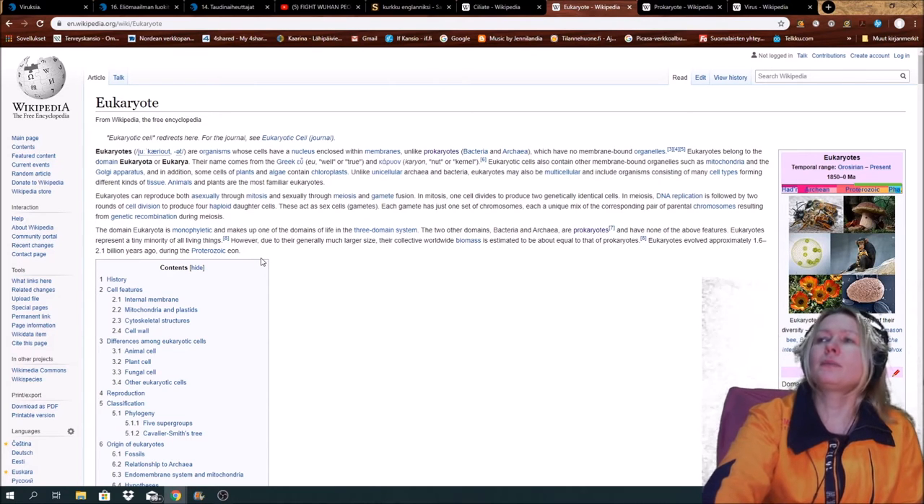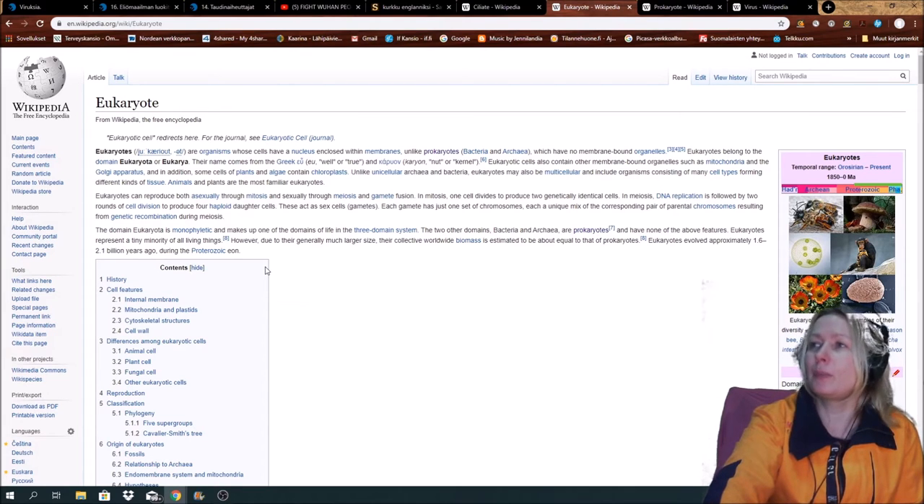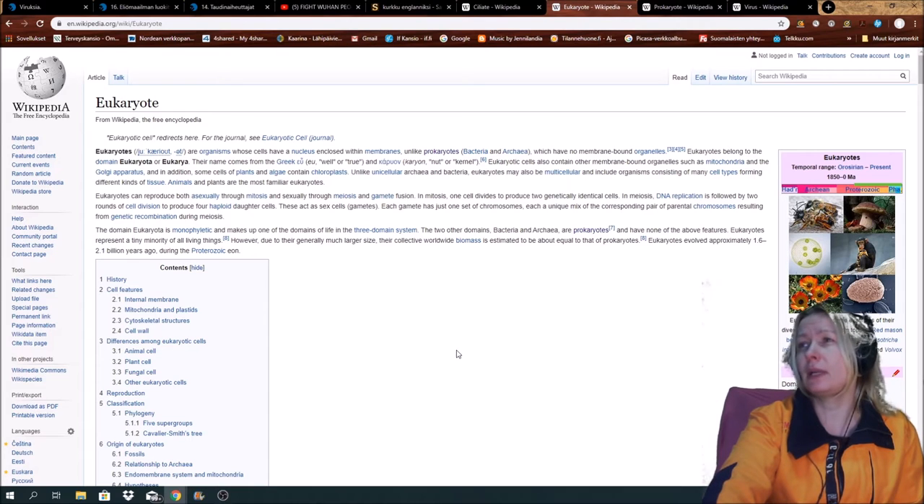Eukaryotes are organisms whose cells have a nucleus enclosed within membranes, unlike prokaryotes, bacteria and archaea, which have no membrane-bound organelles. Eukaryotes belong to the domain Eukaryota or Eukarya. Their name comes from Greek, eu, true, and karyon, kernel. Eukaryotic cells also contain other membrane-bound organelles such as mitochondria and the Golgi apparatus.